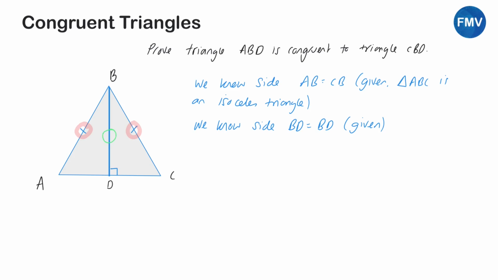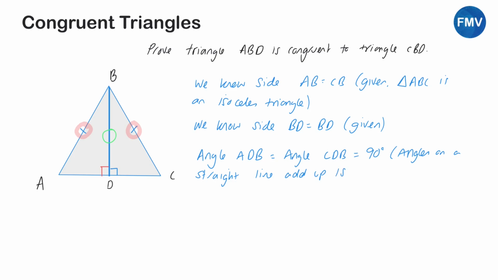Now let's have a look at what else we've got. We've got an angle here. Well, actually, that's a straight line. That's a right angle. I know that angles on a straight line add up to 180. And if that is 90, therefore that angle there must also be 90. We just need to explain that. So we're going to say angle ADB is equal to angle CDB. And as we said, they are both equal to 90 degrees. That is because angles on a straight line add up to 180 degrees. So again, we're explaining what's happened here.